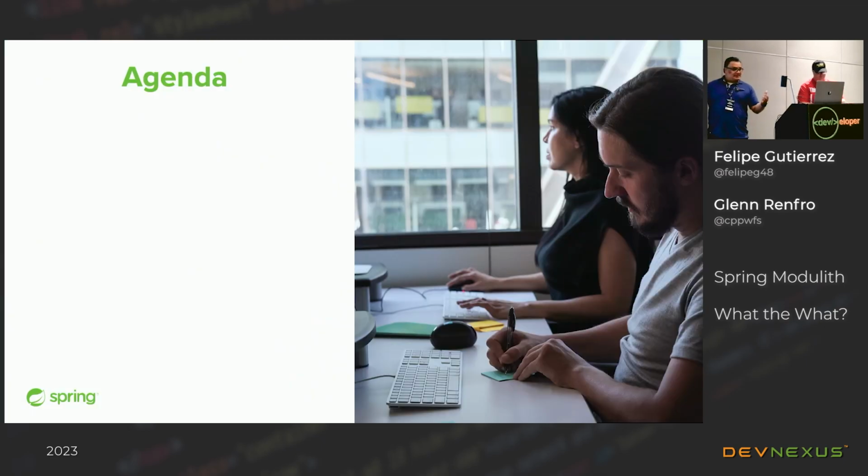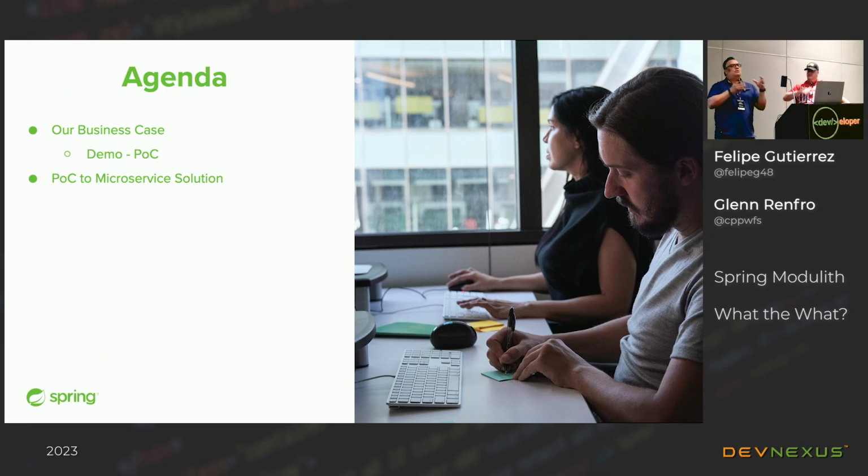Let's start with the agenda, right? First of all, we're going to go through our business case, so we are in sync. Of course, we're going to do a small demo very quickly so we have the time to go through the whole thing. Then we're going to get into the microservice solution. That POC that we're going to do, we're going to convert into a microservice, and of course, we are going to have the demo as well.